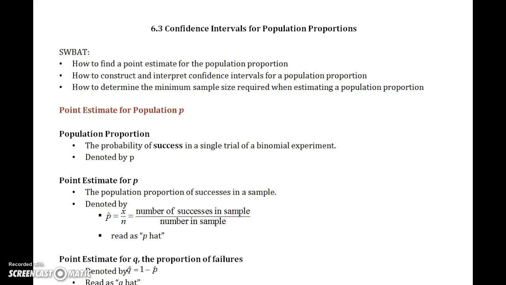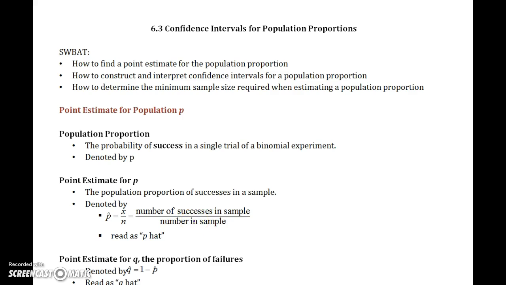So you have a population, and the probability of success in a single trial of a binomial experiment is denoted by P, the probability of success. You've seen this before. It's when you only have 2 possible outcomes, and the percent of success we're going to denote as P still. The point estimate for P, that's the new part of this, is similar to what you've done before, except instead of the whole total population, you're going to have the number of successes in the sample divided by the number in the sample.